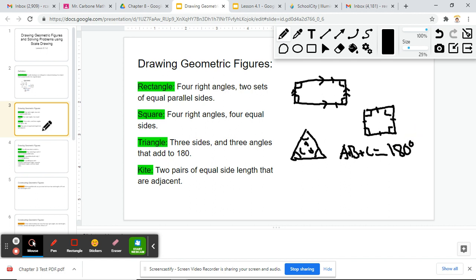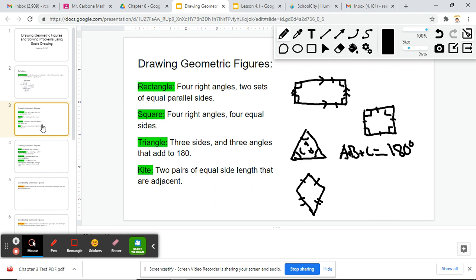And then lastly, we have a kite. A kite has 2 pairs of equal sides that are adjacent. That means they're next to each other, right? So basically, it'll look something like this. It'll look like a kite, right? Where this side is equal to this side, and these 2 sides are equal as well. So we have 2 pairs of adjacent sides that are equal.